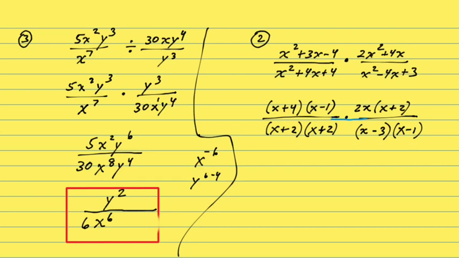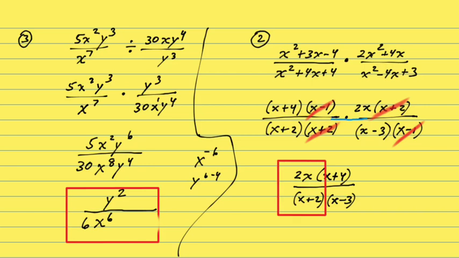Multiplication, you can make it one big fraction. What's going to divide out? I see an x plus 2 might divide with an x plus 2. An x minus 1 with an x minus 1. I don't see anything else top and bottom that would cancel. So that's 2x times x plus 4 divided by x plus 2 times x minus 3. And again, nothing cancels, so that would be the simplified answer.